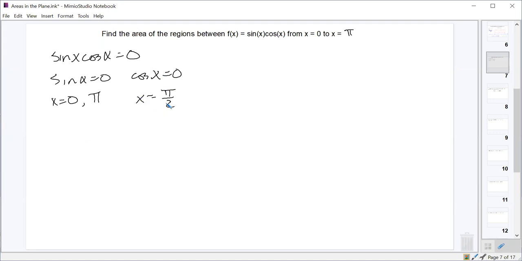And so how can we determine if it actually does cross through at pi over 2? Plug in pi over 2? If we plug in pi over 2, that's just going to give us 0, isn't it? So we know it touches the x-axis. How do we determine if it crosses through it? Couldn't we use a sine chart?